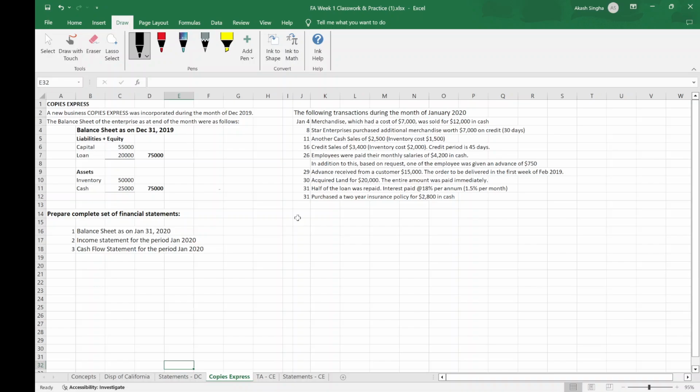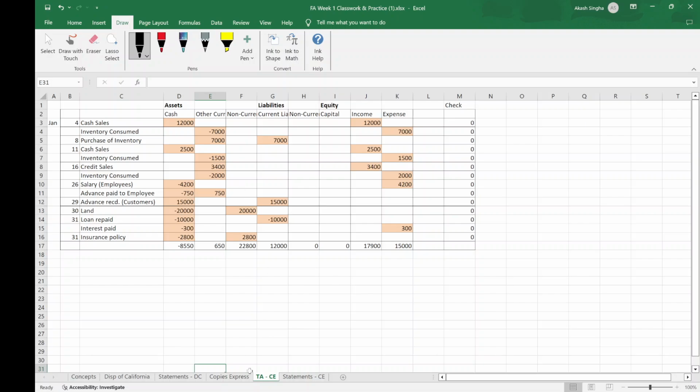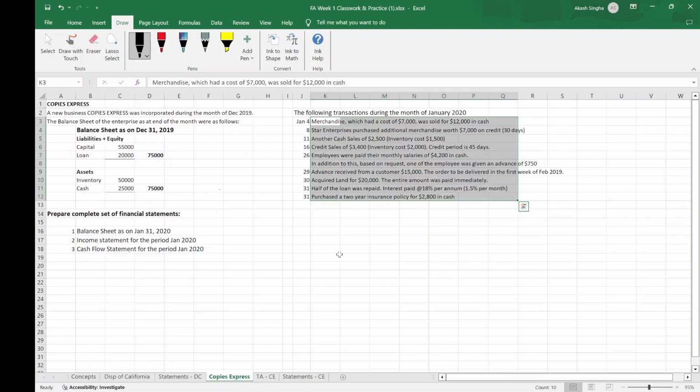So starting from Copies Express, okay. This is the problem statement. Copies Express was incorporated. You have to prepare the balance sheet and all of them. I'm not going to take that approach of some kind of journal thing. I'll start putting the values in the balance sheet, income statement, and cash flow as I go on.